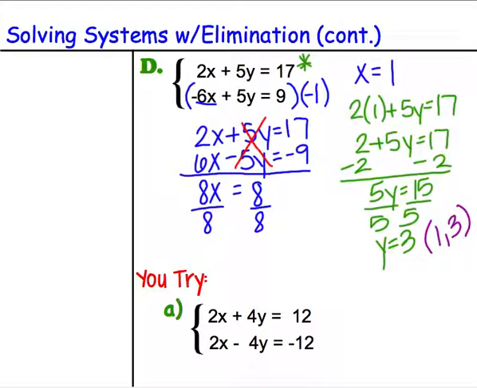And if I check that verbally without writing it down, since I don't have room to write it down right now, I get 2 times 1 is 2, plus 5 times 3 is 15. 2 plus 15 does equal 17. -6 times 1 is -6. 5 times 3 is 15. -6 plus 15 does in fact equal 9.